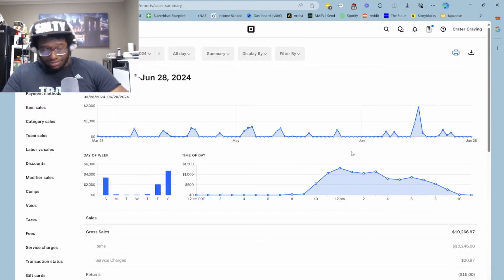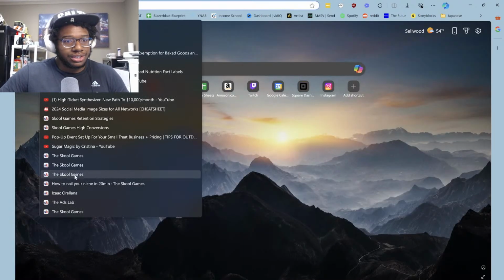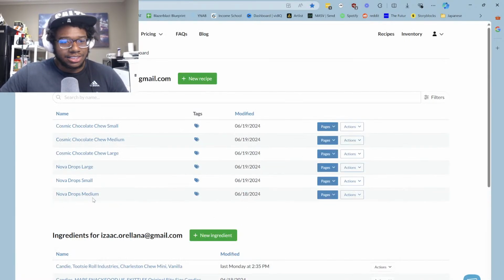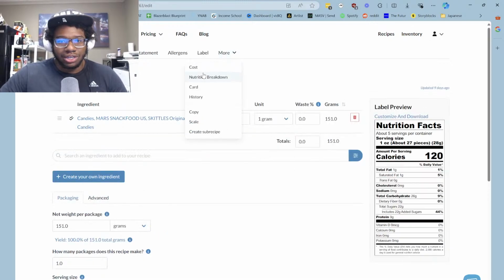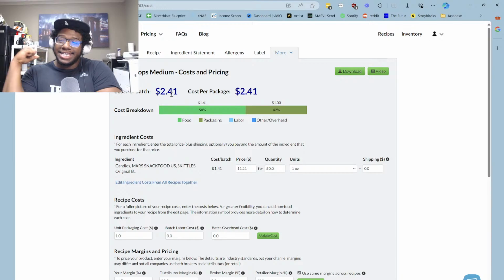So I know for my large bags, because we did it before, we're going to go to our daily, and also to Recipe Pal right here. We know our medium bags, which are the best seller, cost us $2.41, so it will cost us $4.82 for that 15. Minus 15, that means we get $10.18. So that means we can spend $10.